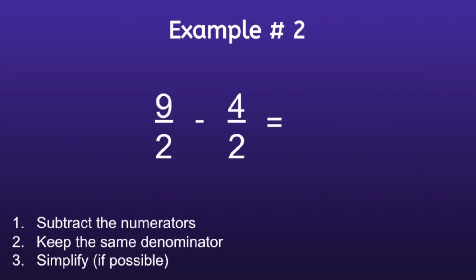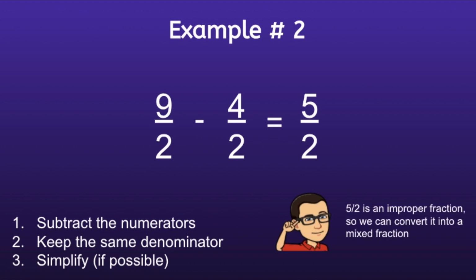Example number 2. 9 over 2 minus 4 over 2. Step 1. Subtract the numerators. 9 minus 4 is equal to 5. Step 2. Keep the same denominator. Our denominator will still be 2. And step 3 is to simplify. 5 over 2 is an improper fraction, so we can convert it to a mixed fraction.